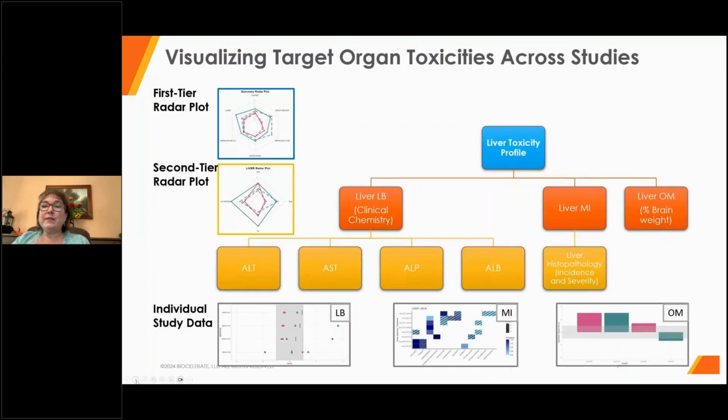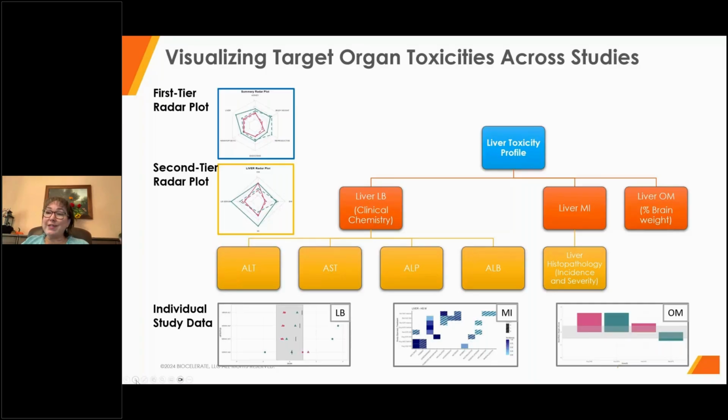So this is my last slide, and I just want to walk through this for you, just to keep in mind, during this presentation, this is the concept that we created. So again, thinking about looking across a number of studies. What do you want to see? You want to see similarities, and you want to see differences, and you want to see how that compares across different organs or organ systems.